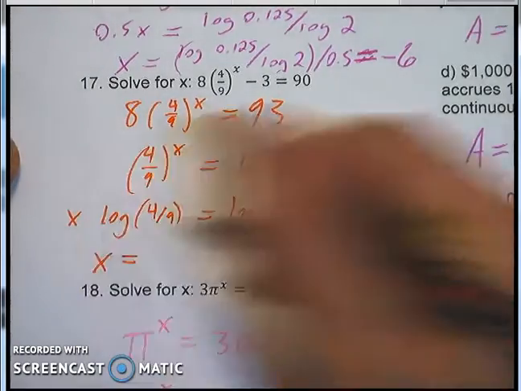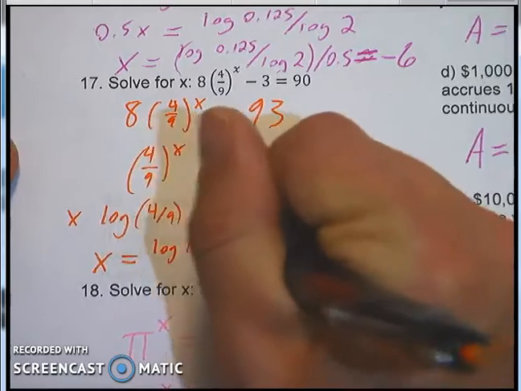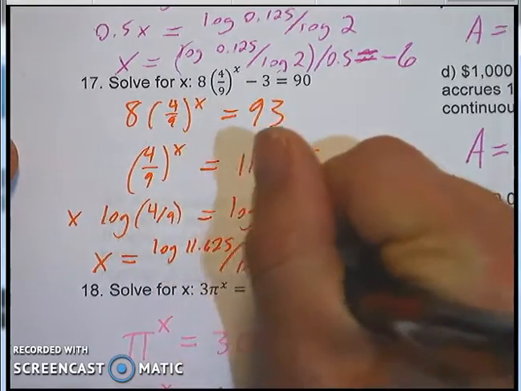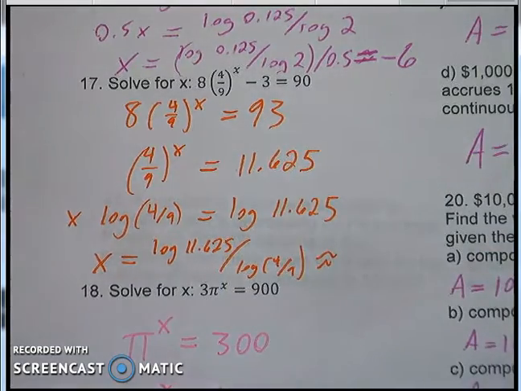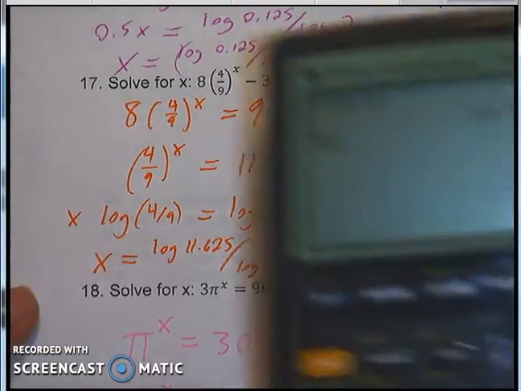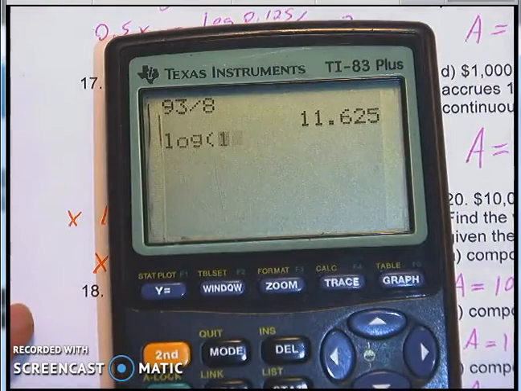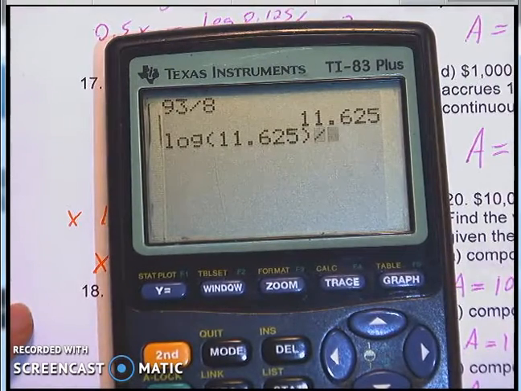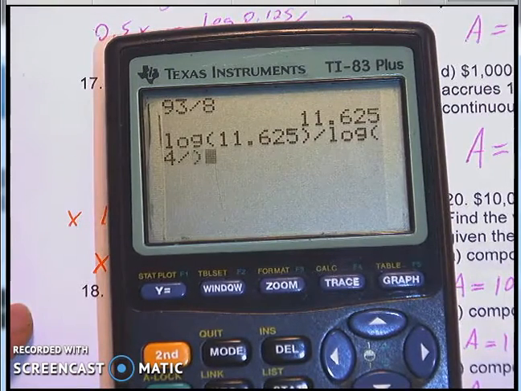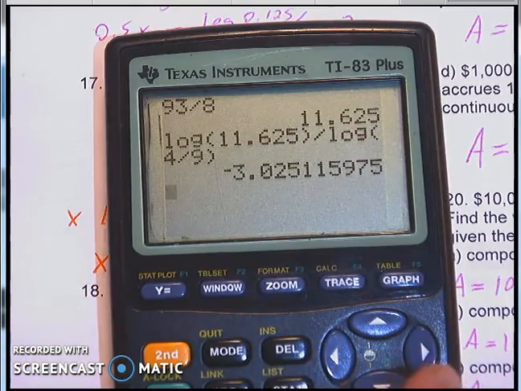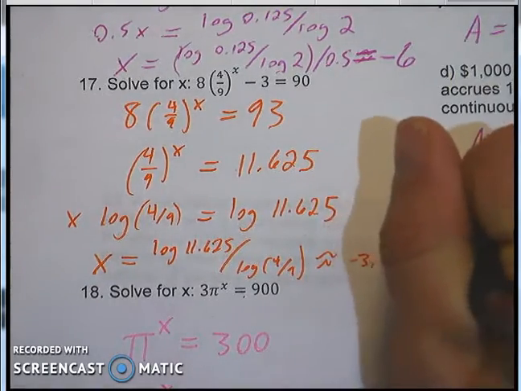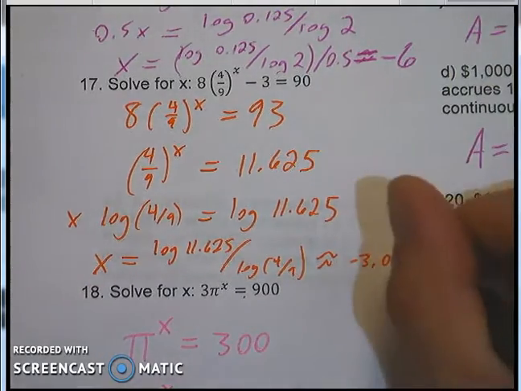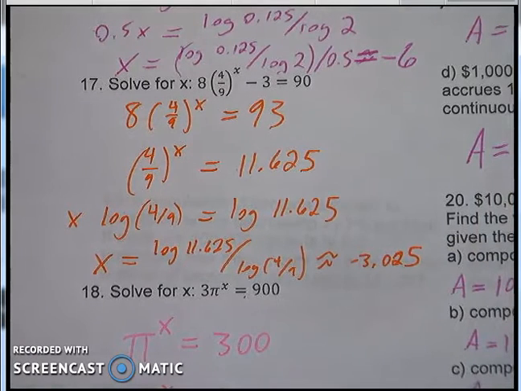X equals log 11.625 divided by log of 4/9, which is approximately, I'm just going to round this to 3 decimal places, log 11.625 divided by log 4/9. It's about negative 3.025, which was the answer to number 17.